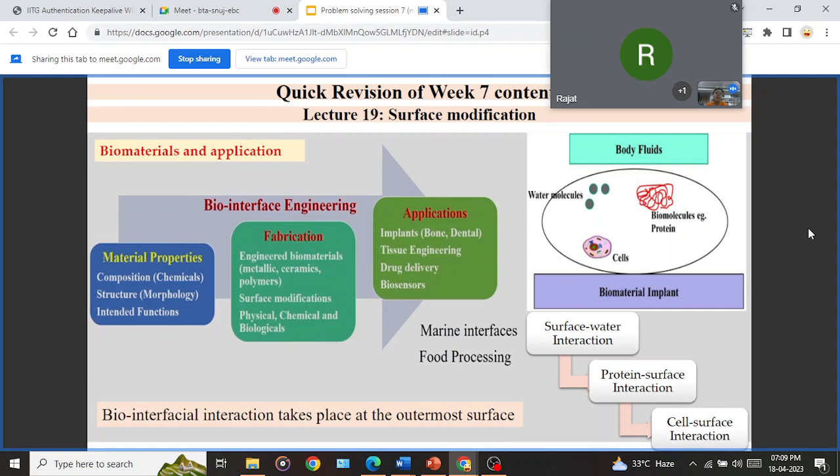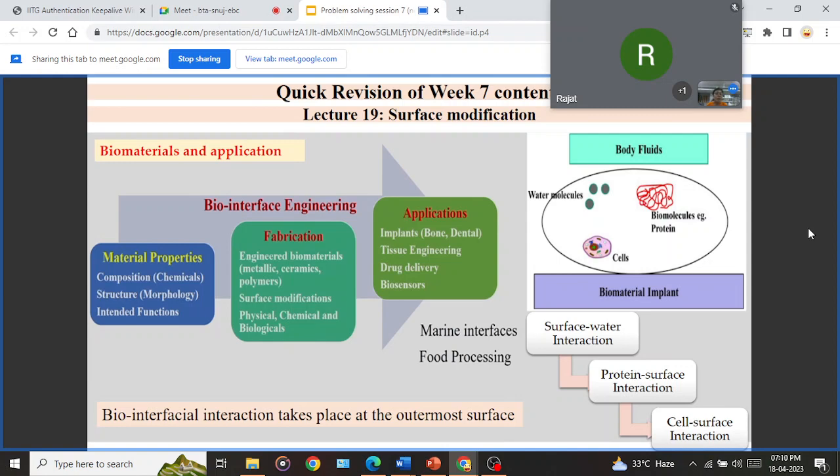Apart from that, we also do various fabrication of biomaterials. Engineered biomaterials, that is metallic, ceramics or polymers, or we go for surface modifications to basically tune the biomaterial function or the desired function. These surface modifications could be physical, chemical as well as biological in nature. Any biointerfacial interaction takes place at the outermost surface.